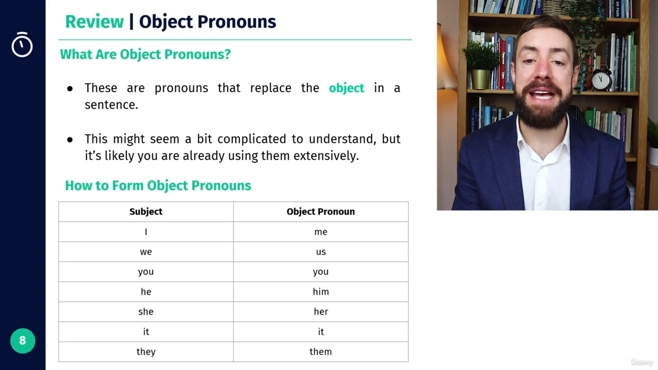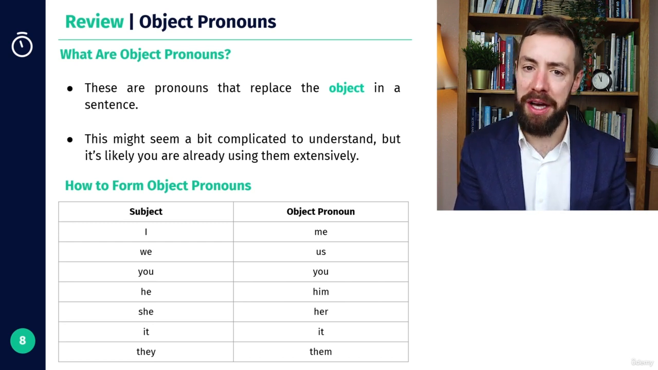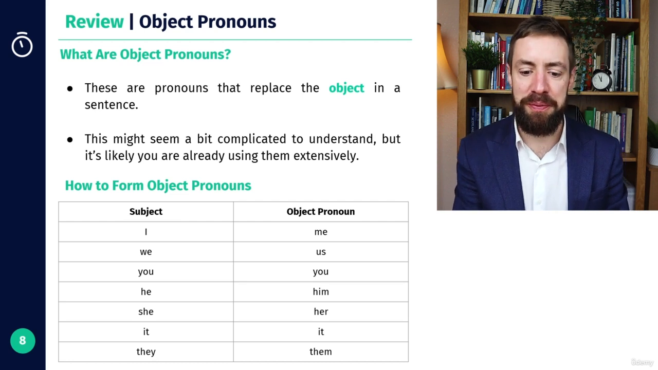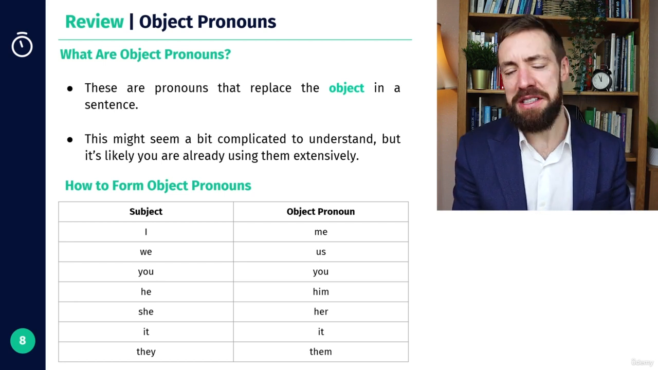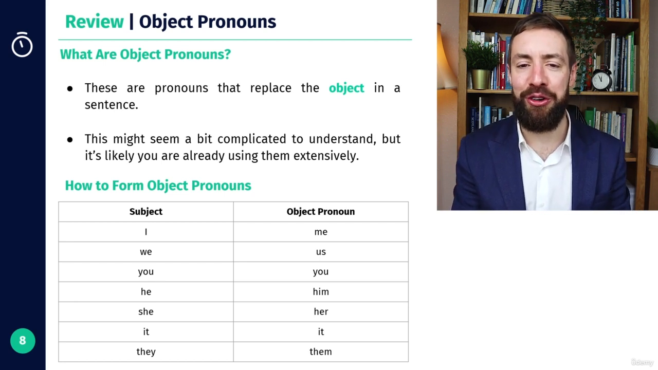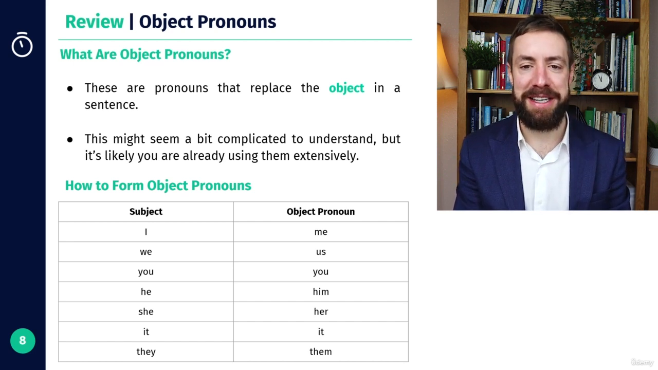So if the subject is I, then the object pronoun is me. We becomes us. You is still you. He is him. She is her. It is it. And they is them. So I'm sure you already know all of those words. Nothing new there, I expect.